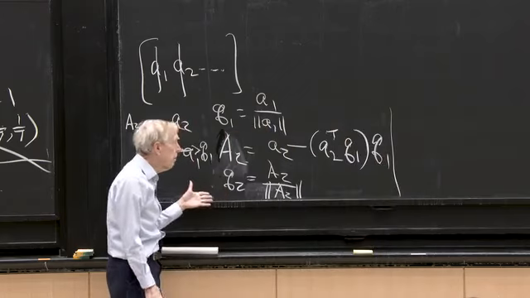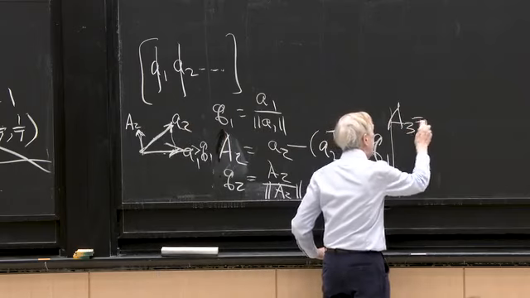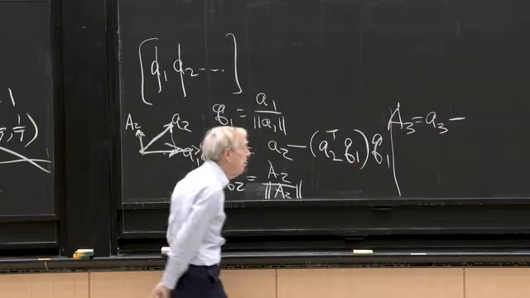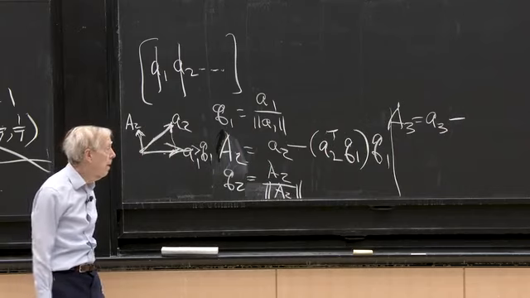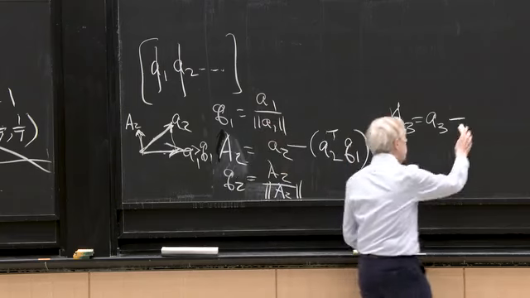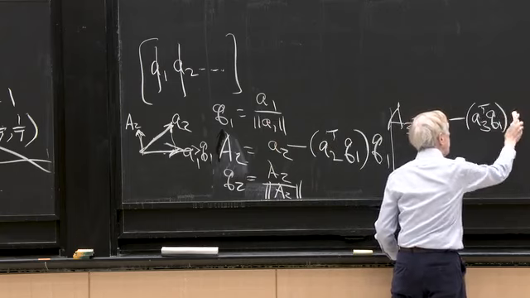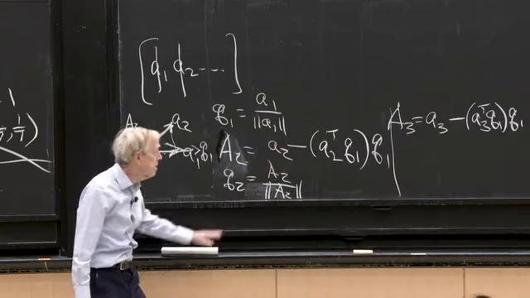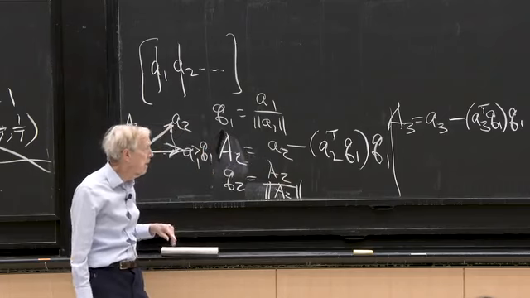Aiming for q3, tell me what A3 should be. For A3, I'm going to start with a3, and I'm going to subtract off some stuff. What am I going to subtract off? The component, a3 transpose, right, times q1, and I didn't yet check that this came out orthogonal to q1. I'll come back to that.